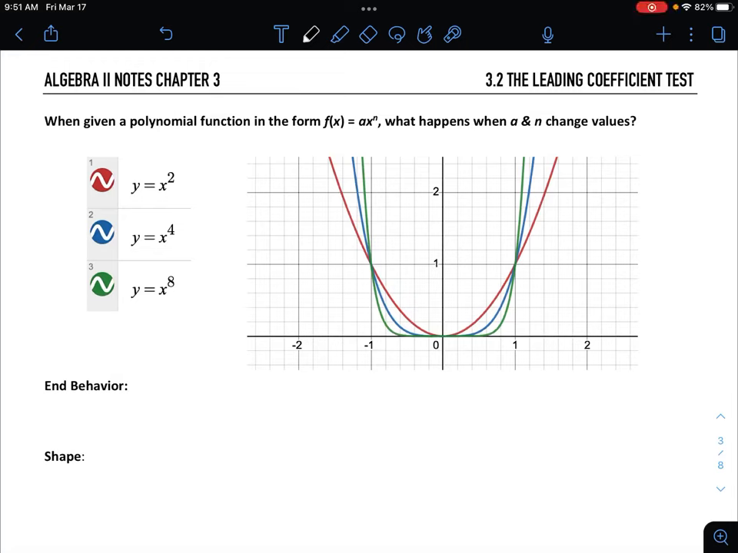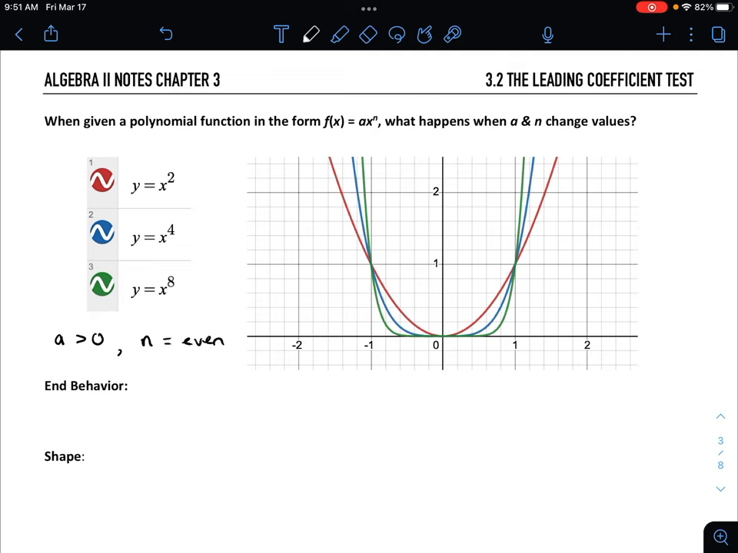All right, so here we're dealing with polynomial functions that are in this form here. So f of x equals some coefficient a times x to the n power. So n could be 0, 1, 2, 3, 4, 5, right? Any whole number we just talked about. So specifically here, we're going to look at when a is positive. I've got a positive 1 in front of all of these, so a is positive, and n is an even number, right? 2, 4, 8, those are all even numbers. So we're going to say that a is positive and n is even.